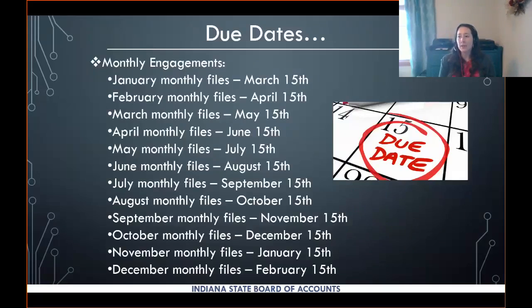But the monthly engagements, we give you a couple months to do that. We know sometimes in January, your January bank statement comes and maybe it takes you a bit longer to reconcile it. So we don't expect it to be uploaded by February 1st. Sometimes you don't even get your bank statements till mid-February for January, depending on the bank. So we've outlined all the dates here. It's always the 15th of the month. So basically every month on the 15th, you're expected to upload two months previous.